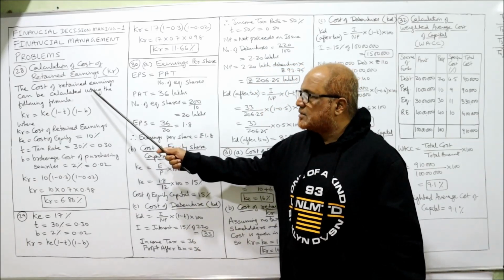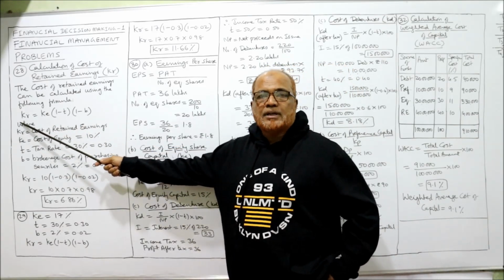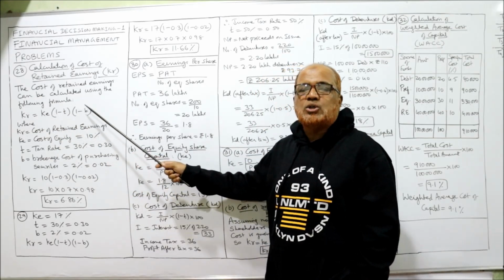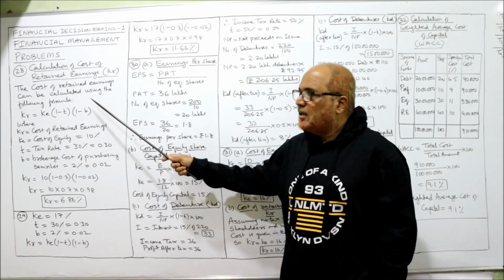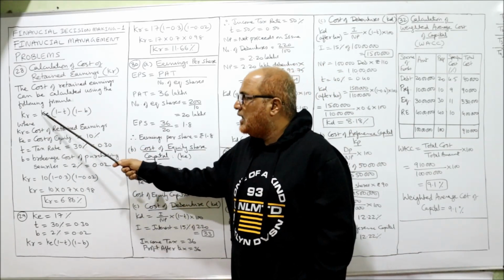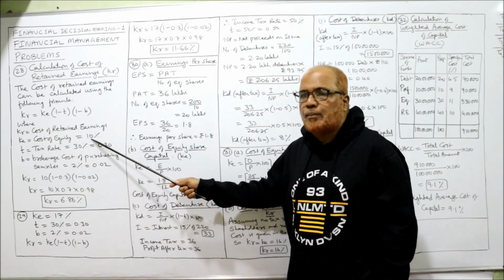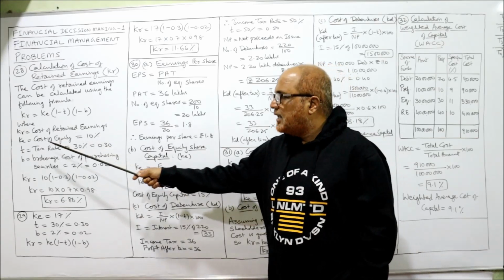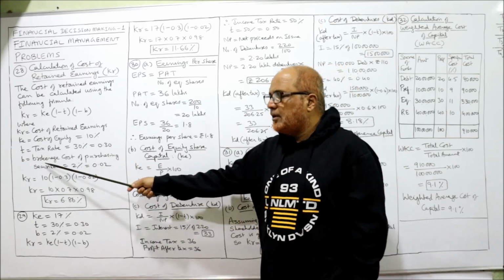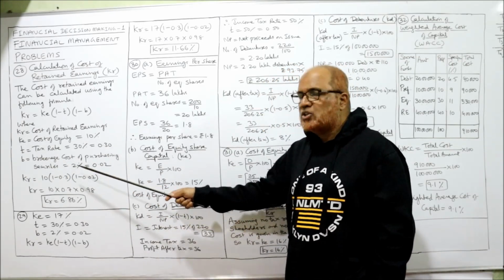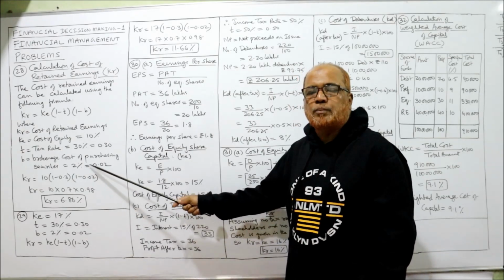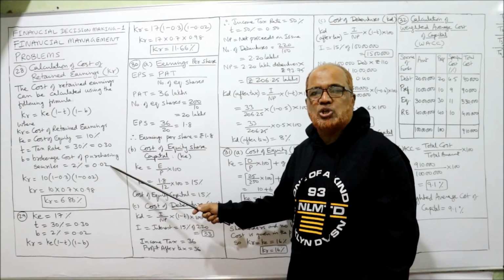The formula is KR, cost of retained earning, is equal to KE into 1 minus T into 1 minus B. KR stands for cost of retained earning, that we have to find out. KE, cost of equity, that is given in the problem, 10%. Then T, tax rate, given in the problem, 30%. B, brokerage cost of purchasing securities by the shareholders is 2%. 2% means 2 by 100, 0.02.